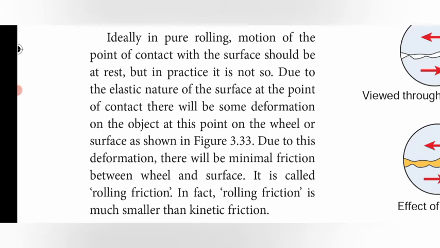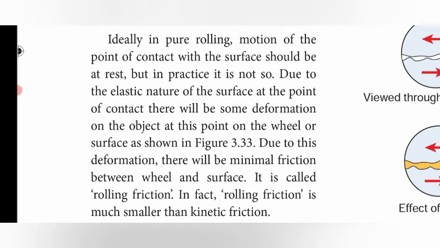This happens due to the elastic nature of the surface at the point of contact. Because of this elastic nature, some deformation occurs. What is meant by deformation? The surface comes back to its original position after being deformed. In the figure, the wheel comes in contact with the surface and the regular shape is deformed. So there will be a minimal friction between the wheel and the surface. This is called rolling friction.